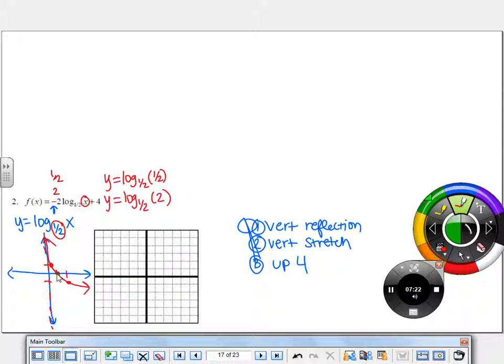All right, so the first thing I'm going to do is our vertical reflection. So this point is going to stay on the x-axis, but this point is going to reflect above, and this point is going to reflect below. So now my curve would look like this. So that takes care of the vertical reflection.